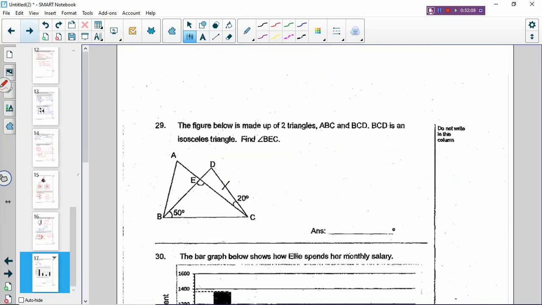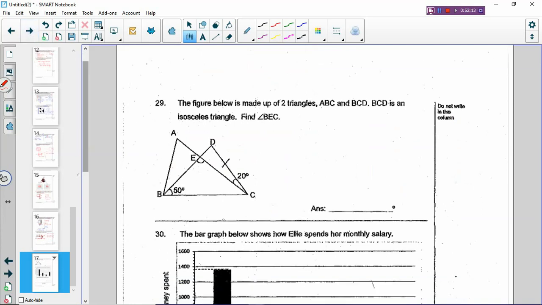Question 29, angles again. Okay, so this paper has a lot of angles. Now the figure below is made of two triangles, and then you have BCD is an isosceles triangle. Alright, so where's your BCD? So let's show the BCD is an isosceles triangle. Alright, there seems to be a marking missing, right? Something is missing. So I believe that there must be a marking here, and then there's also a marking here. So which two angles are equal?